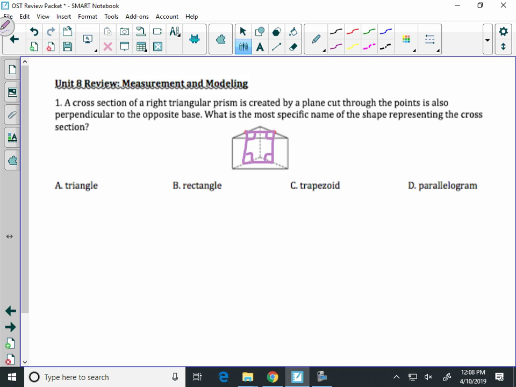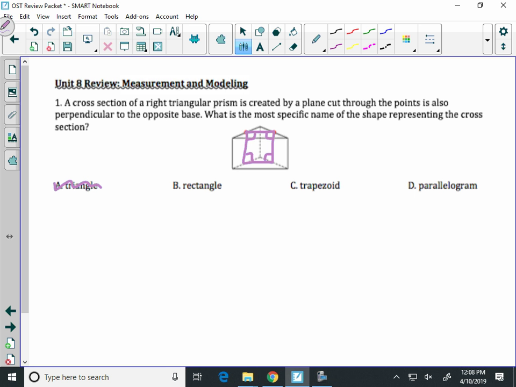So those are more than likely going to be right angles as well. Well, we have a four-sided figure as my cross-section, because the cross-section is a two-dimensional figure formed when you cut along a three-dimensional figure. Well, which one of these is not a four-sided figure? Triangle. So I know it can't be a triangle.